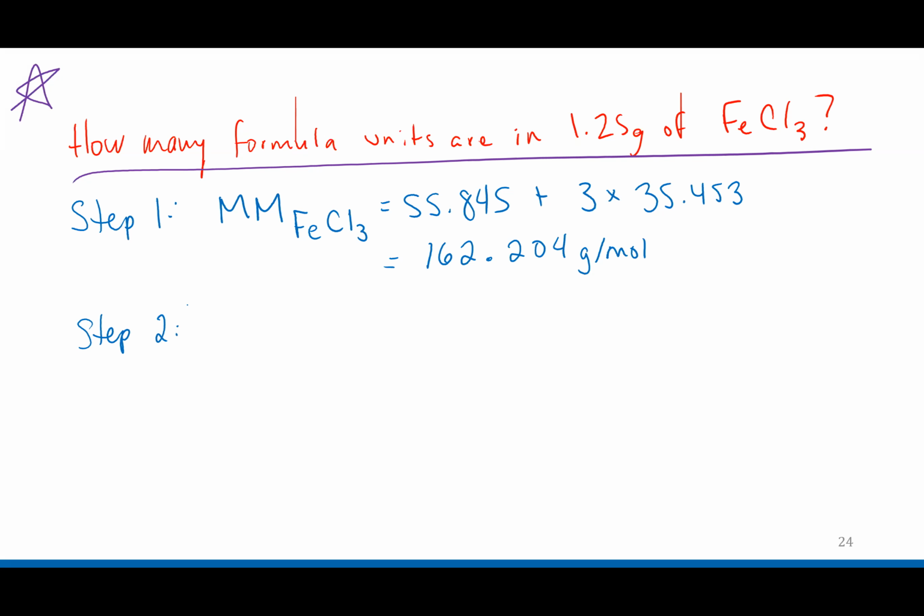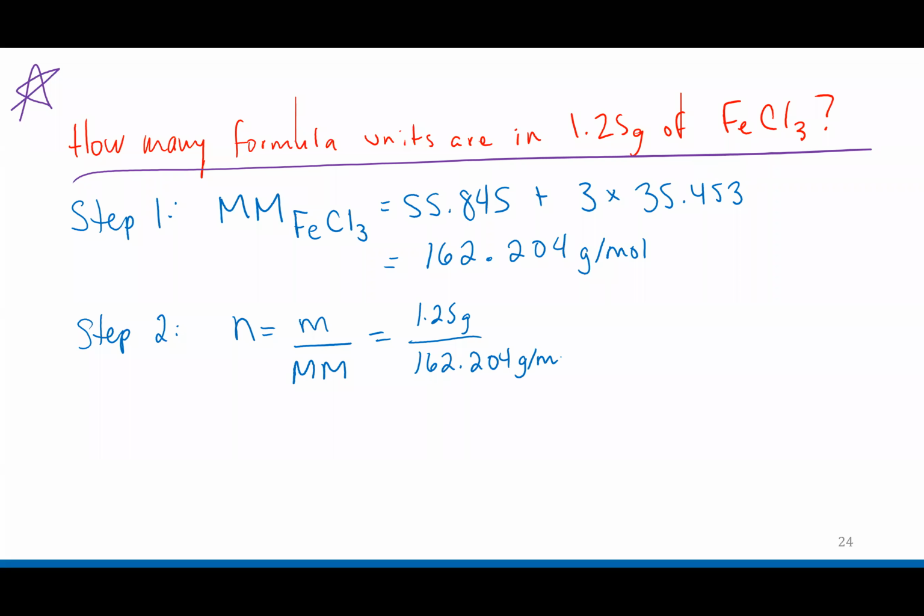Okay, step 2. Now I can calculate my moles. I have to use this equation to calculate moles because the only number that this question is giving me is the mass. So 1.25 grams over 162.204 grams per mole. Okay, so let's do that. Okay, and I get, oops, how did I mess that up? Sorry guys, my finger must have not pressed the right button there.